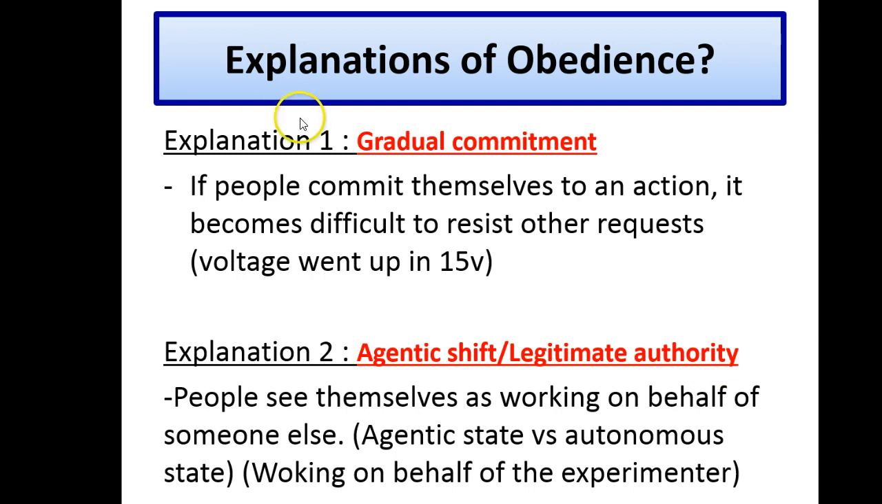Okay, so gradual commitment. The first explanation is how if we do small requests for people, we're more likely to accept other requests until we don't actually know how big the request is that we're doing, because we'll be like, oh, what's another request? Oh, no, what's another request?